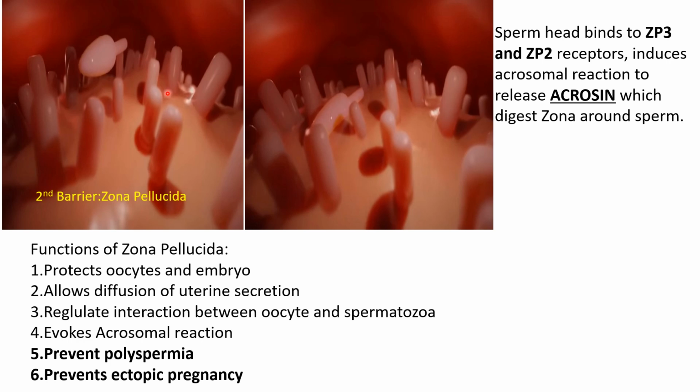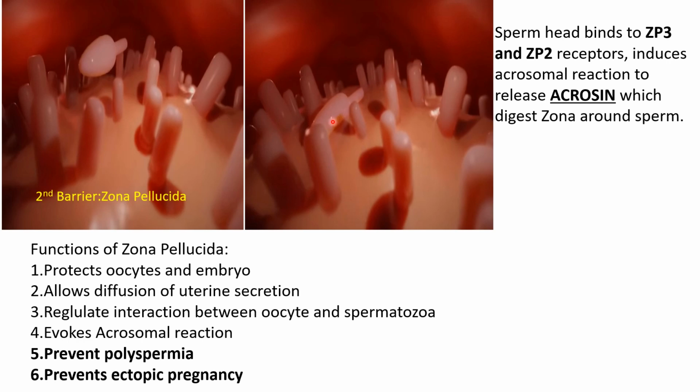So we will revise it again. Here the sperm head has reached the zona pellucida, then it will bind with the specific ZP2 and ZP3 receptors, and due to the acrosomal reaction a proteolytic enzyme called acrosin is released, which will digest the zona pellucida.